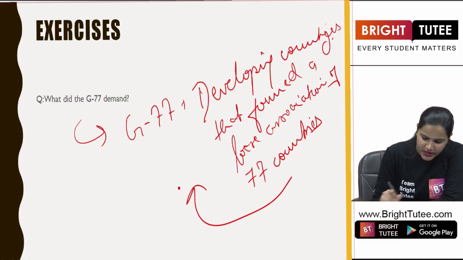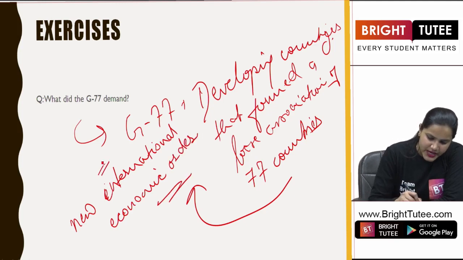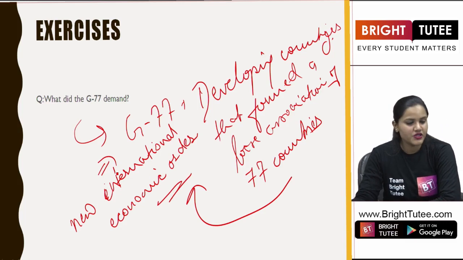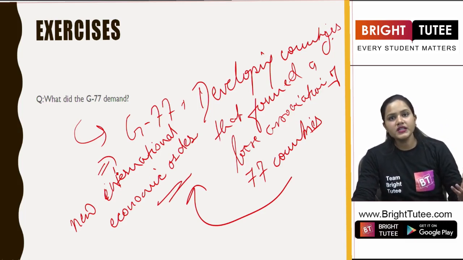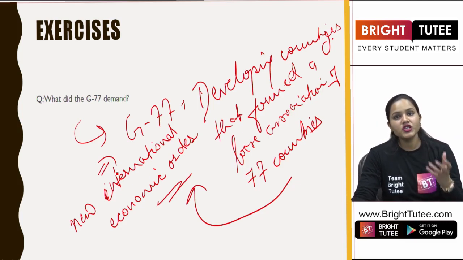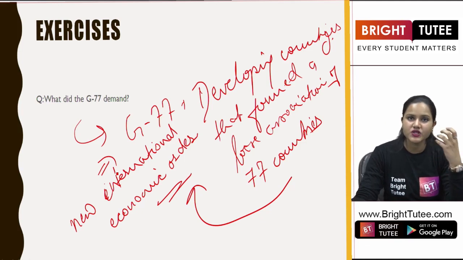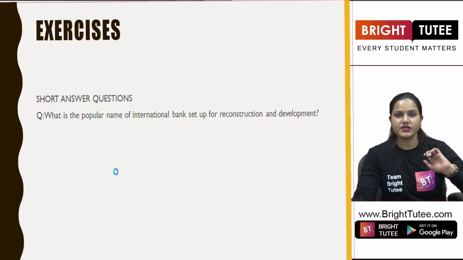And what was the main demand? New international economic order. That was the main demand of G77 countries here, right? So that they can have fairer prices of raw materials and also they can have better access to the manufactured goods in developed countries' markets and so on, right? They should have real control over the natural resources.